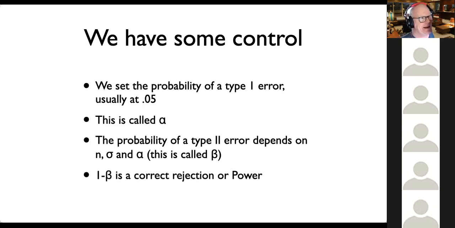And 1 minus beta is something we're very interested in, because 1 minus the probability of a type 2 error is the probability of a correct rejection. We call that statistical power. I don't know why I've capitalized that, probably because I like having statistical power, because what that leads to is publishing papers and getting promoted.